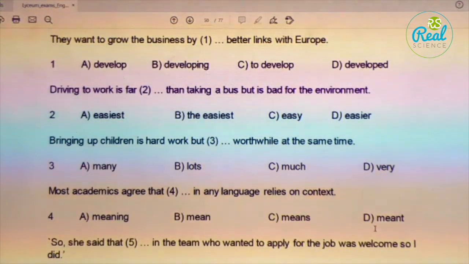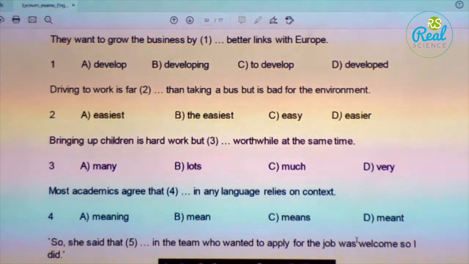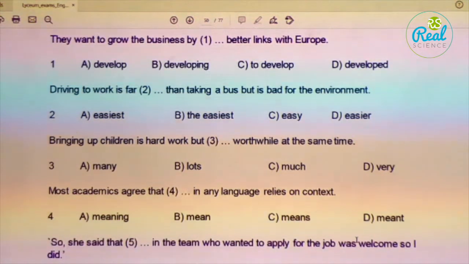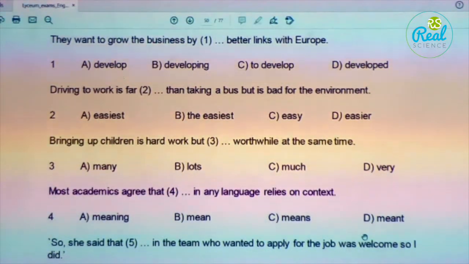Look, after "so" or "neither," you have to put an auxiliary verb. So, what is an auxiliary verb? Do, does, to be, or have, has. You have to put one of them. For example, I like chocolate. Here you respond like this: "So do I," because here we have "like."